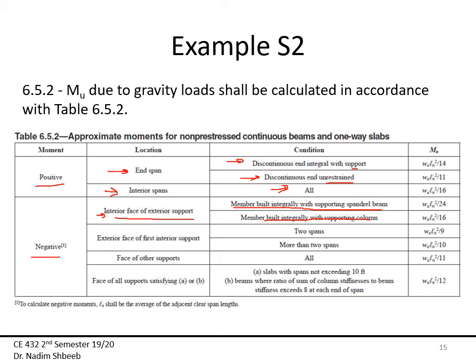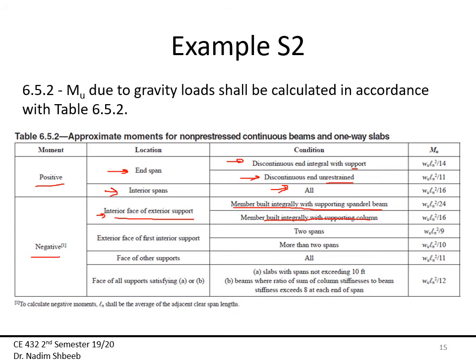If I have an exterior face of first interior support, then if it's 2 spans, it's going to be WL squared over 9. If it's more than 2 spans, it's going to be WL squared over 10. If it's for face of other supports, then it's going to be WL squared over 11. Okay. Again, it will be better if I show you an example of how to use this table.